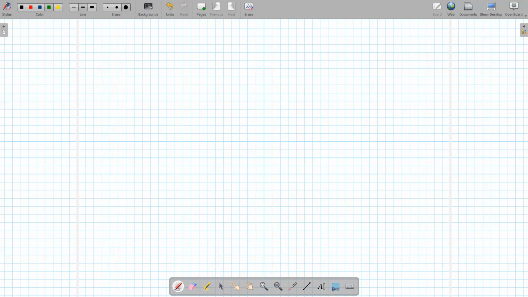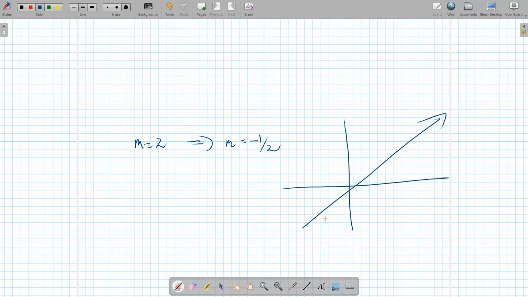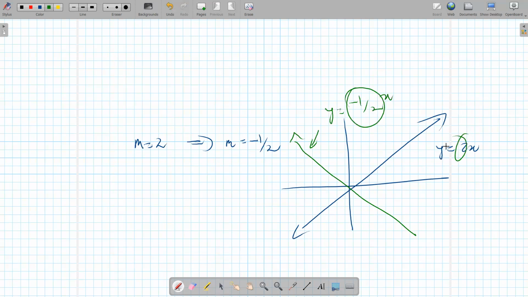It's called a negative reciprocal. For example, if one of them has a slope of 2, you flip it upside down, which is called a reciprocal, and then you put a negative sign. The slope of our other line is going to be negative 1/2. For example, this is y equals 2x. The perpendicular line will be something like this. It has to go through the origin, so something like this, and this one will be y equals negative 1/2 x. So the slopes are negative reciprocals.